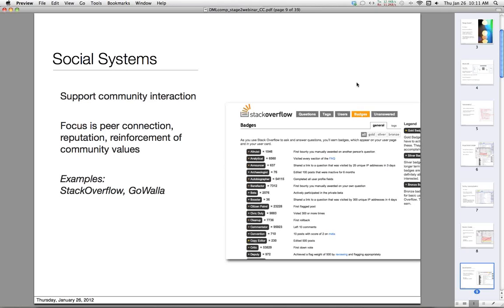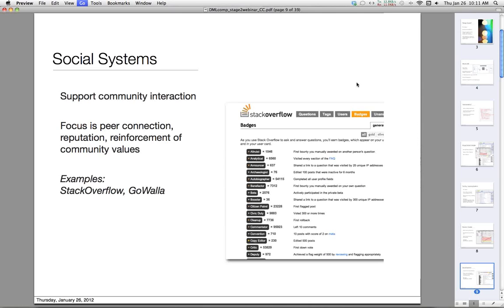And that becomes really important, and I think this might play in extremely well to the badges for teachers, because the community values start to help define what is valued within a system. So keep this social systems idea in mind as you start to think about badges for teachers. Examples for this are Stack Overflow and Gowalla.